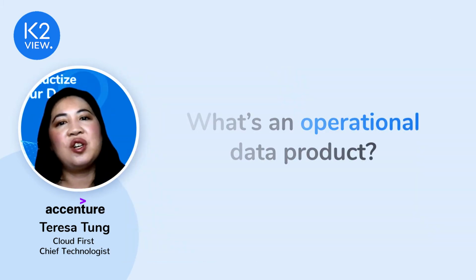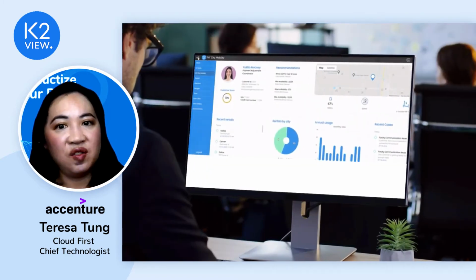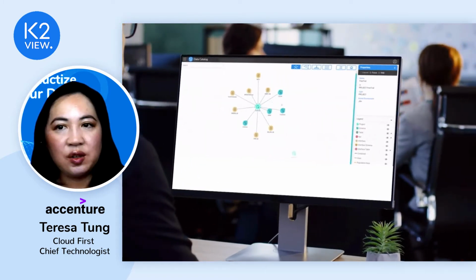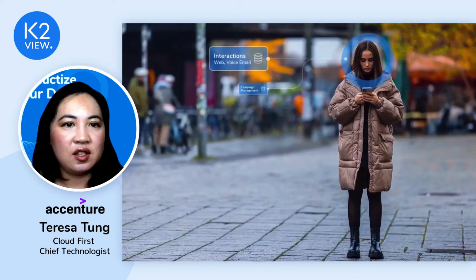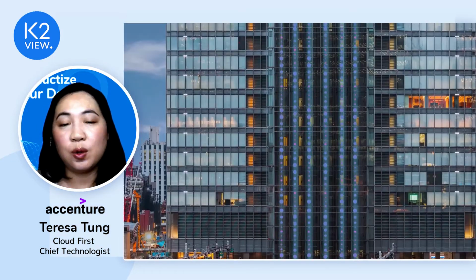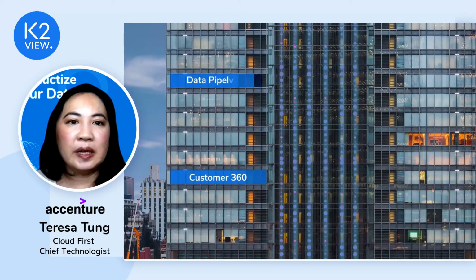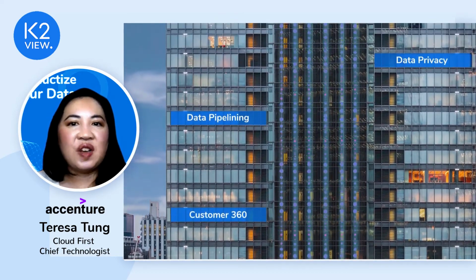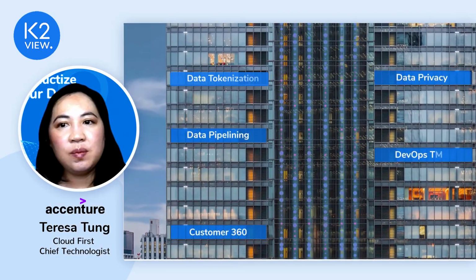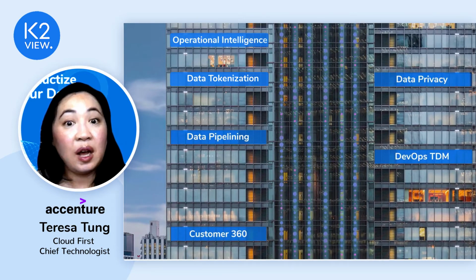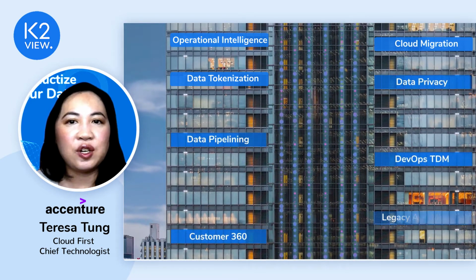Operational data products are needed anytime we need a harmonized view that is operational in nature. So for any 360 use cases, such as customer 360, order 360, or for digital twins. In addition, they can serve as the backbone for data tokenization, operational intelligence, cloud migration, legacy app migration, and much more.